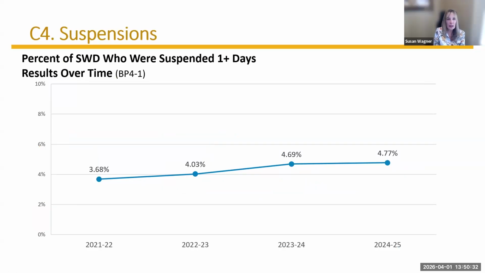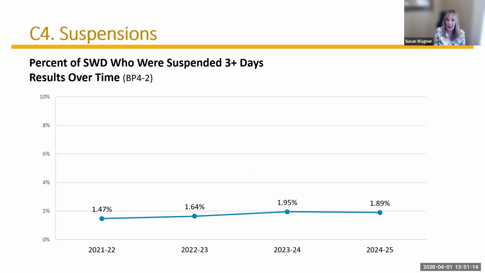This shows the percentage of students with disabilities who were suspended 1 or more days. So a low threshold here. In 21-22, it was 3.68%. Now it's 4.77%. So it increased by 1 percentage point, not a big increase. I've analyzed this data for other states, and Utah has one of the lowest suspension rates that I've seen. Now, I often hear that suspension data is underreported, but even taking that into account, you do have a low suspension rate. Hopefully that's a real low suspension rate.